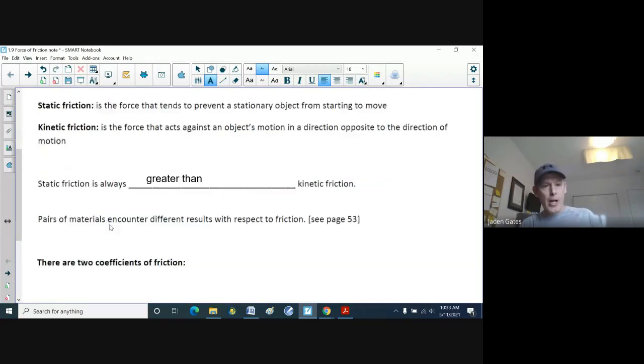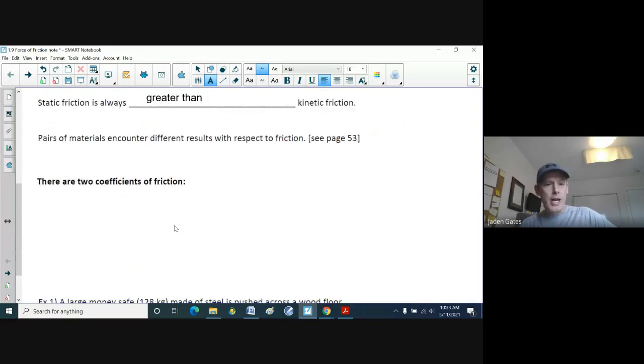Now, as I mentioned, friction is when you have two things in contact, and pairs of materials encounter different results with respect to friction. That's something I'm going to show you shortly. I've got page 53, which is the page that I posted in Google Classroom. I'm also creating a formula sheet for you guys for this test coming up. What it's called is the coefficients of friction, or formulas for friction.